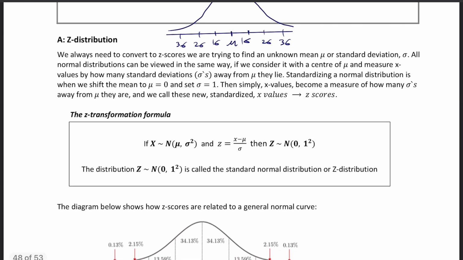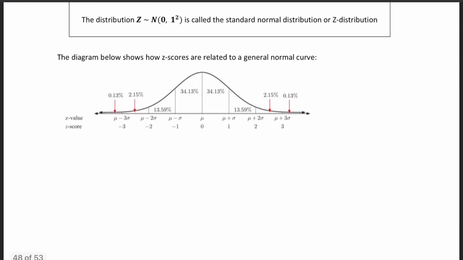So if you look at the diagram below here, it shows how the z-scores are related to the general normal curve. When we have the mean value in the center, its z-score is always 0. When we are one standard deviation away from the mean, its z-score is 1. If we are two standard deviations away from the mean, we have 2 as the z-score. Or if we are 3 standard deviations away, we have 3 as the z-score. And the same thing on the left hand side.